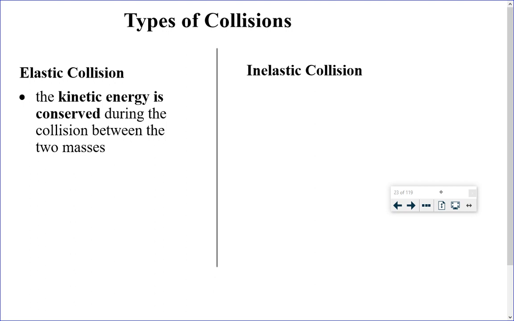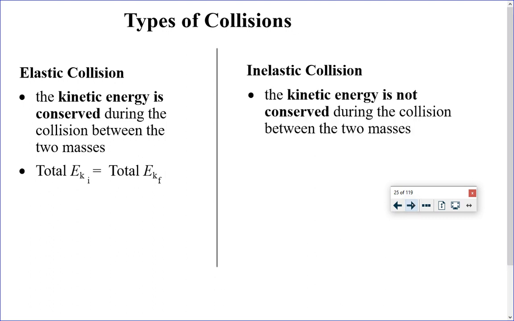Even taking an aluminum bat and hitting a ball, that spot on the aluminum bat will be a little bit warmer and the ball will be a little bit warmer. On the other hand, in an elastic collision, the total kinetic energy before is equal to the total after. An inelastic collision is what we most often observe. An inelastic collision is one in which you do lose kinetic energy.